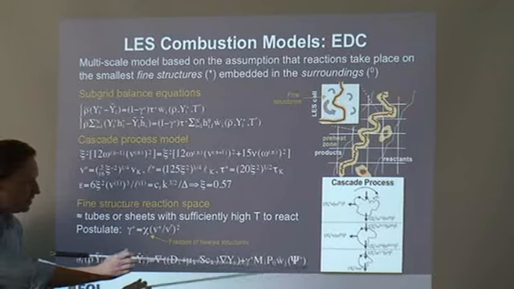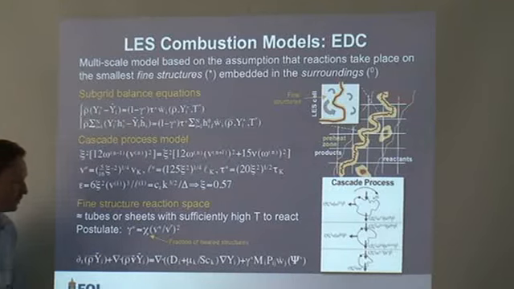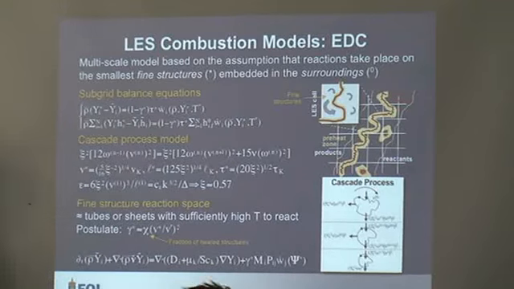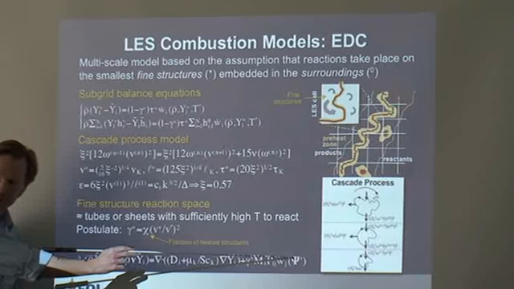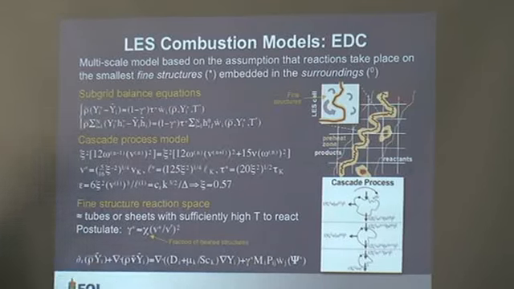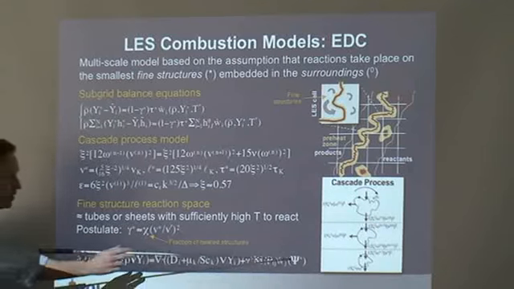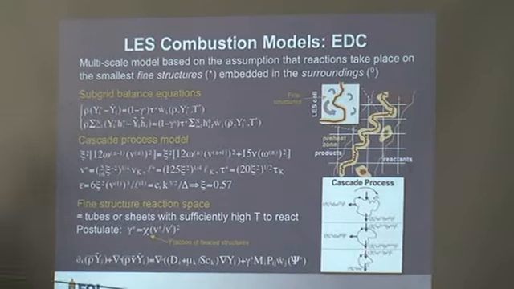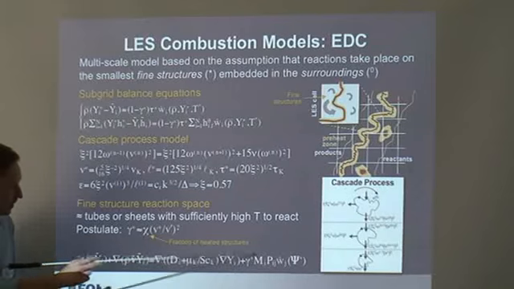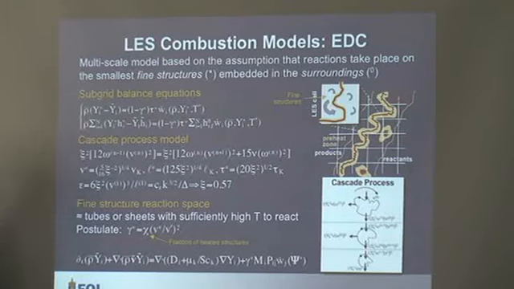reaction rate now formulated in terms of the temperature and species mass fractions of the fine structures. So this is not the filtered temperature, the filtered mass fractions. These are the ones in the fine structures. And you get those from solving these equations. And you're multiplying it also with this fine structure function.